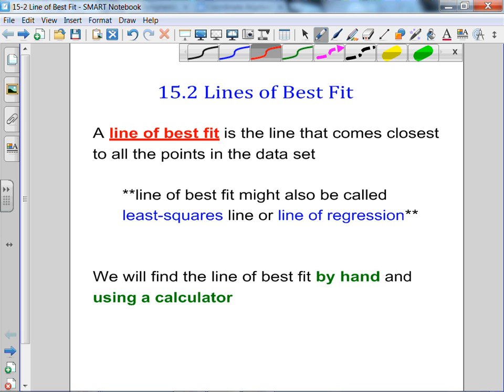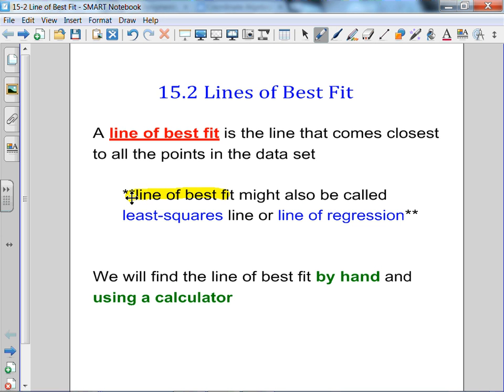A couple of things that are pretty important here: the line of best fit, for our cases right now, is going to mean the same thing as the least squares line and the same thing as the line of regression. You will hear us say and read on your paper these three things, but they all mean the same thing, okay? We're going to refer to them as the same thing during this year and when you read them on paper.